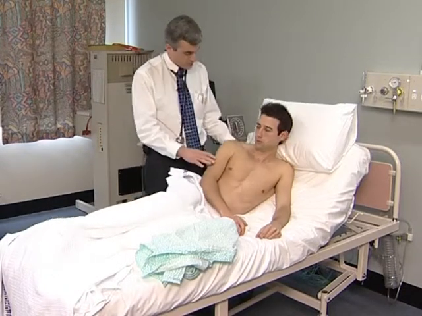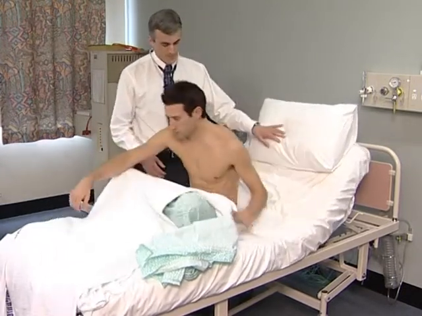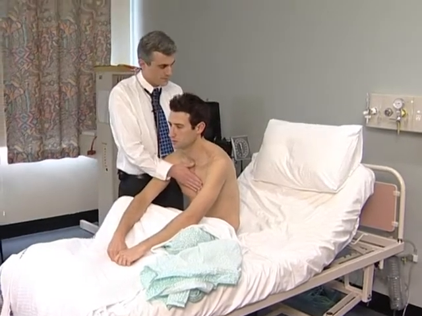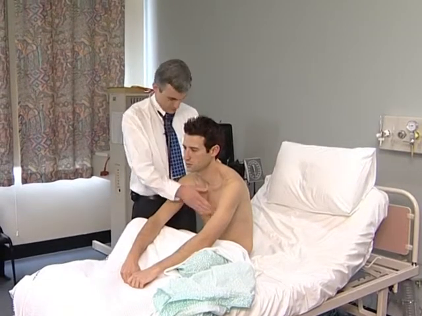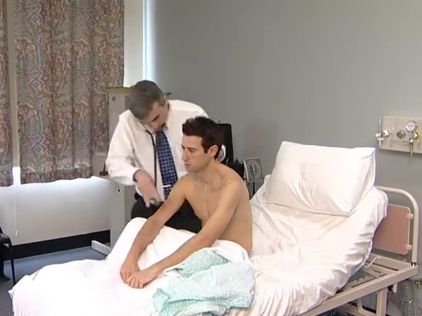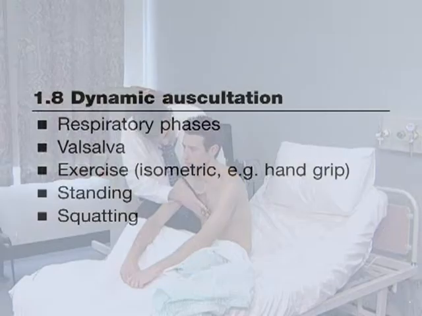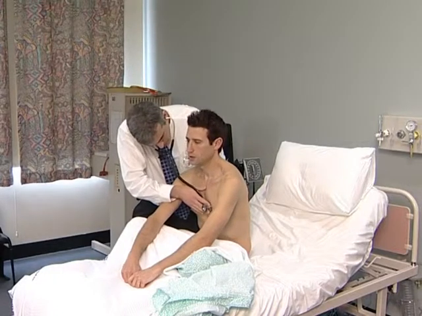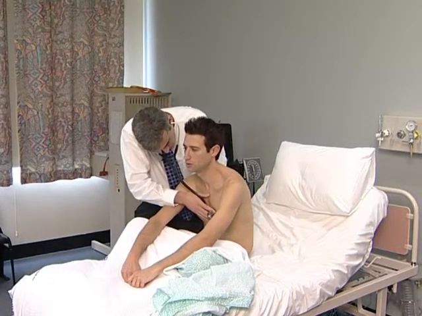Thank you. Could you sit forward for me? Feel the base of the heart when the patient is sitting up for the presence of a systolic thrill. In some cases, for example, if hypertrophic cardiomyopathy is suspected, dynamic auscultation may be indicated. First to take a breath in and then breathe all the way out. Empty your lungs entirely.